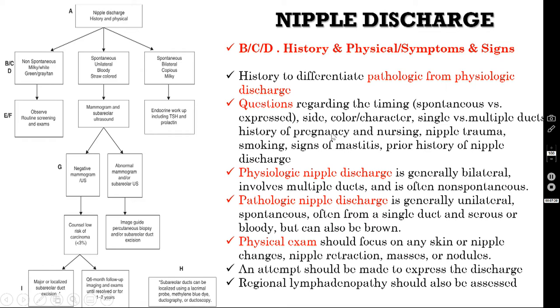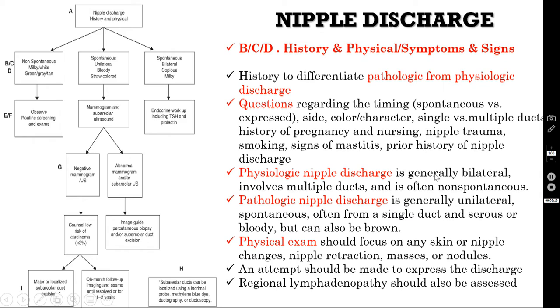If there is history of pregnancy and nursing, and the patient is having milky discharge, that is physiological. You need not bother about it. You have to ask about nipple trauma also, history of smoking, signs of mastitis, especially if the patient is having purulent or pus discharge. You have to rule out any mastitis or breast abscess. And prior history of any nipple discharge also you have to ask. Any similar previous episode, that also. These are the questions you should ask in each and every patient with nipple discharge.